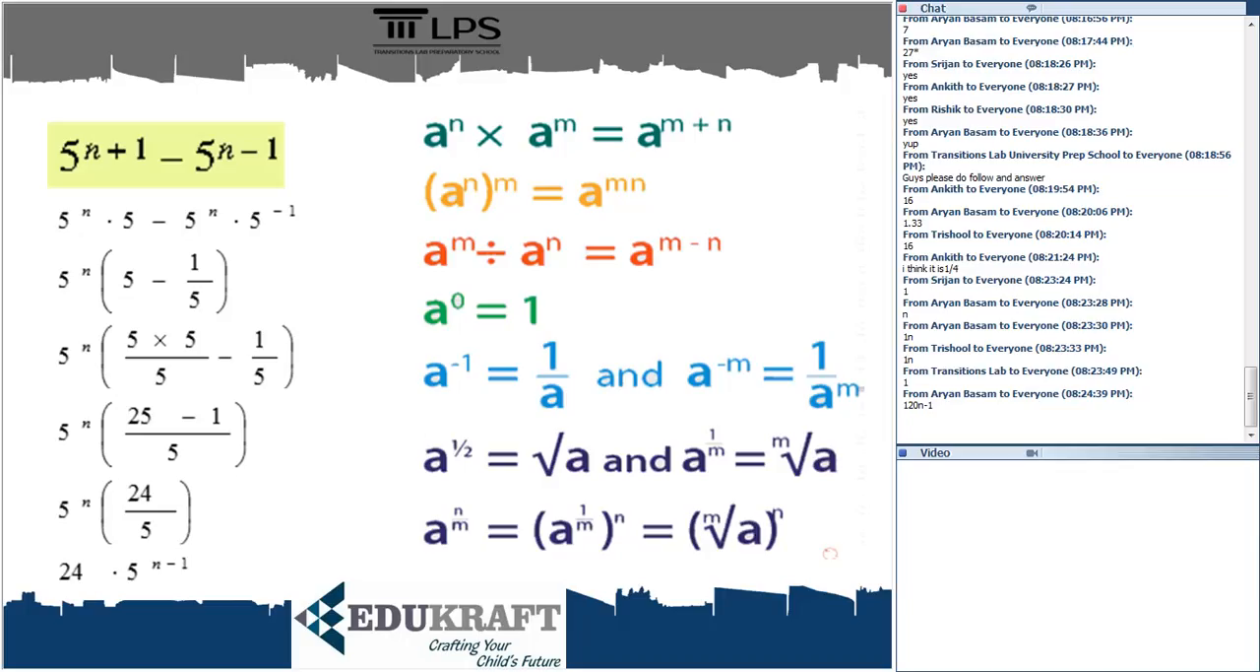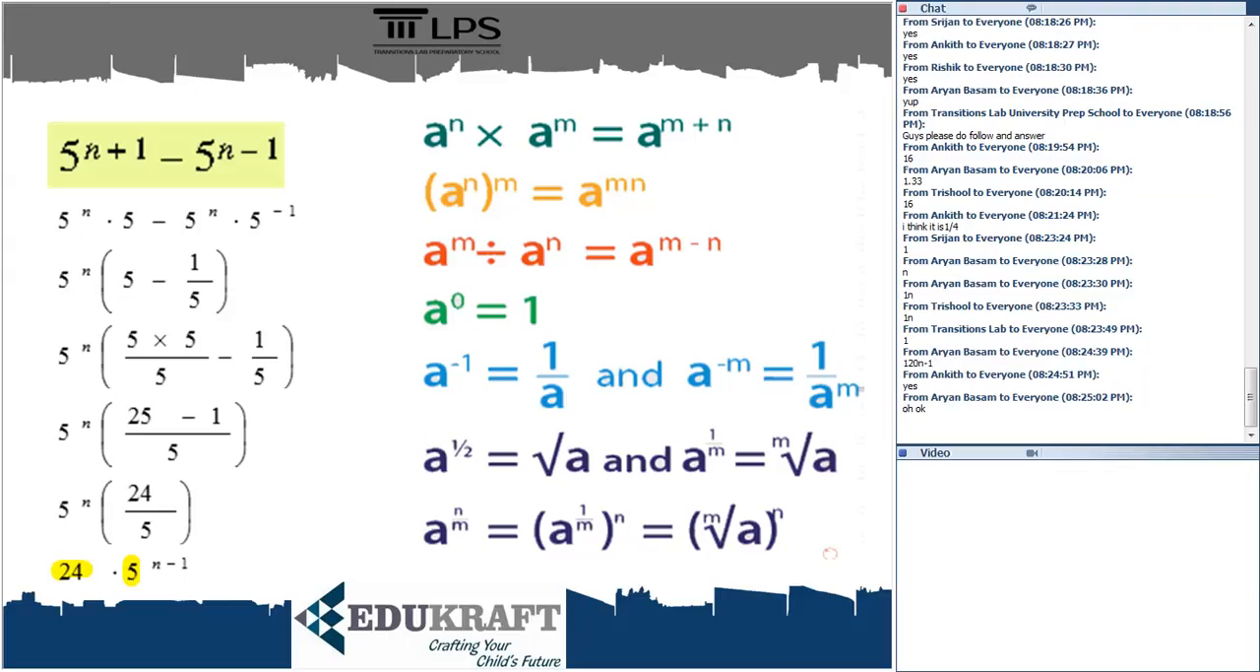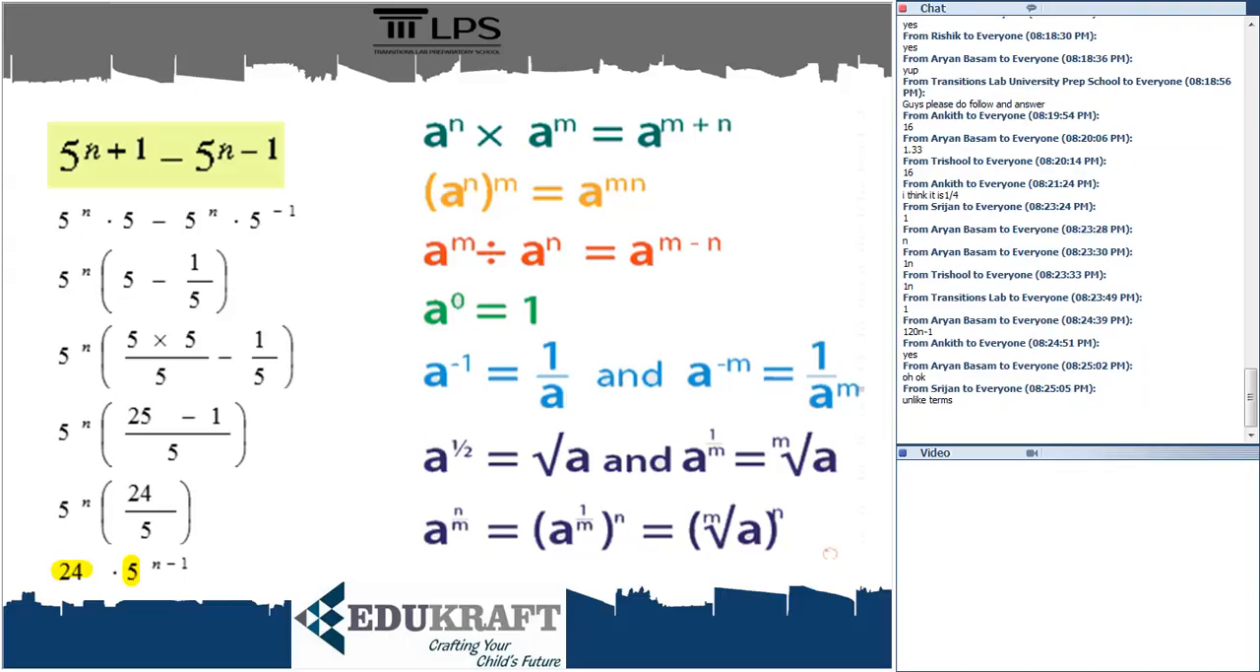No, Aryan, it won't be 120. You cannot multiply these two numbers. You cannot multiply 24 and 5. Your answer has to be written as 24 into 5 raised to n minus 1. It should not be 24 multiplied by 5. You cannot do that. Yeah, they are unlike terms. Shrijan is right. So you cannot multiply.